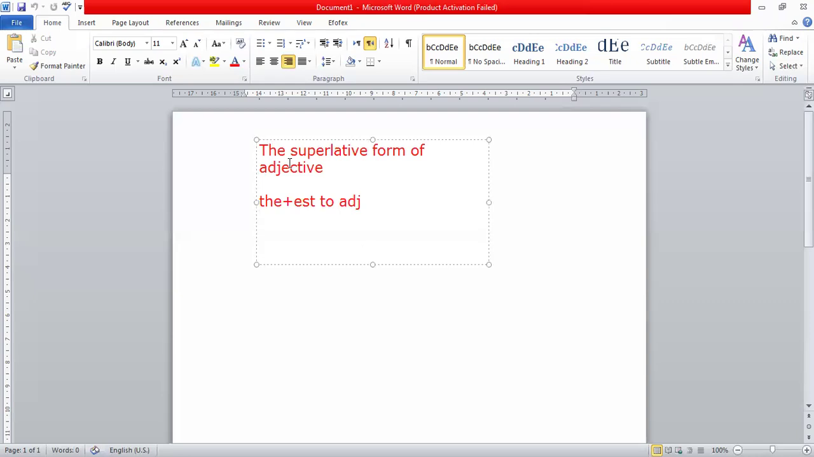This form of adjective, expressing what? What can I use it for? To compare one with more than one person. To compare one with the most. Sorry, one by the most.